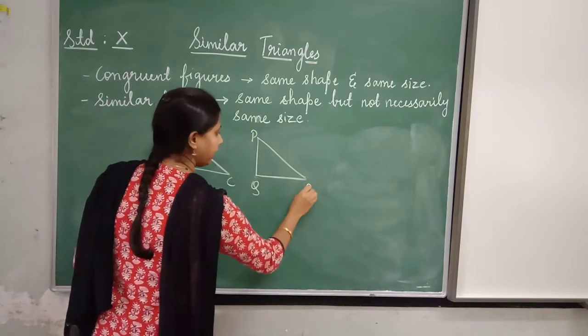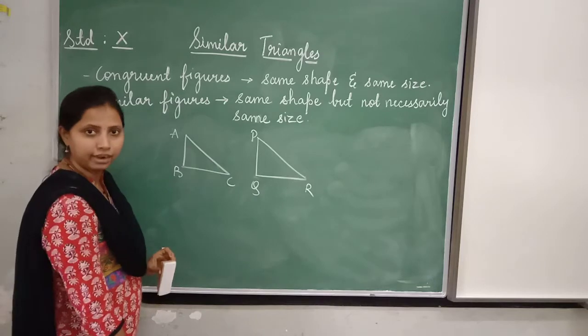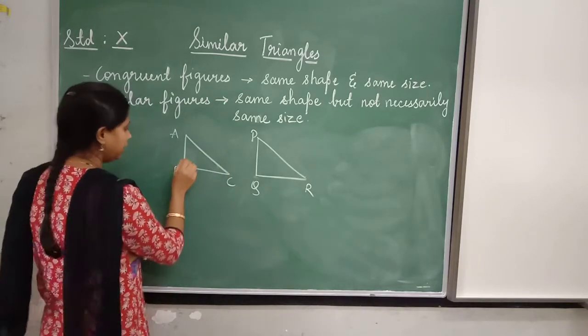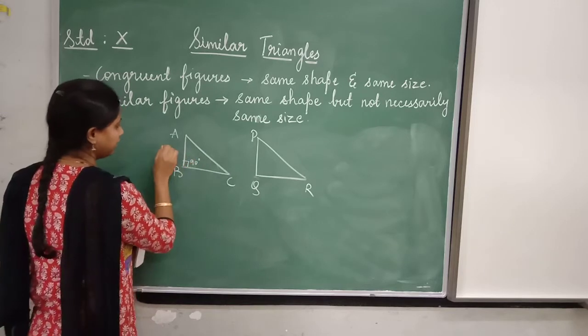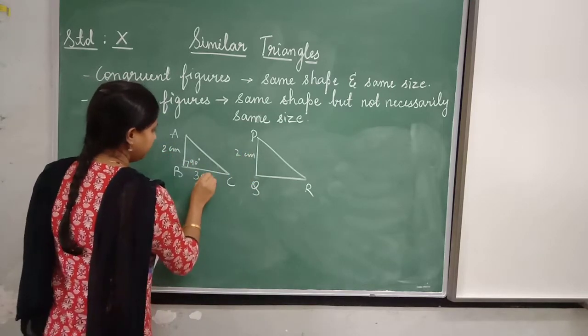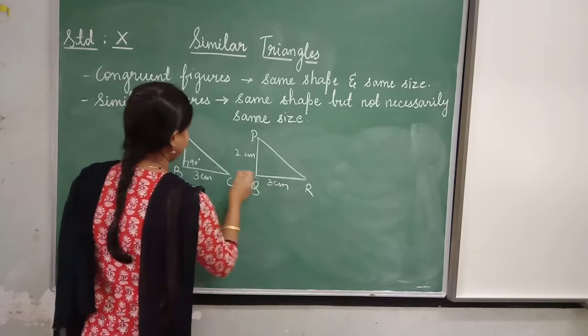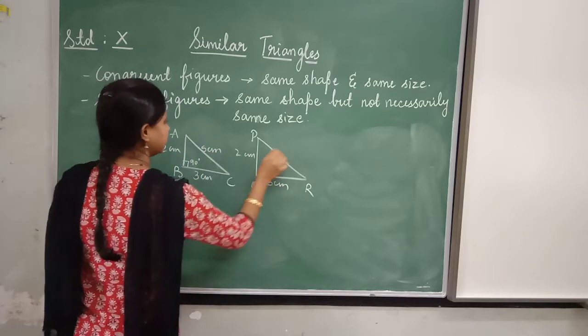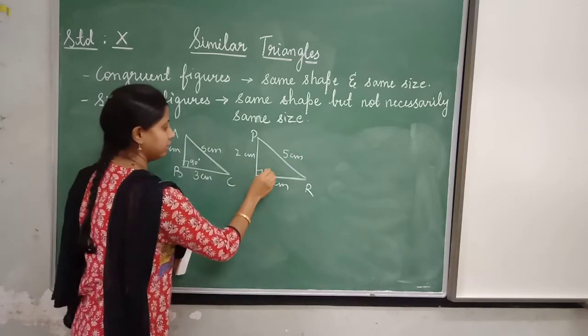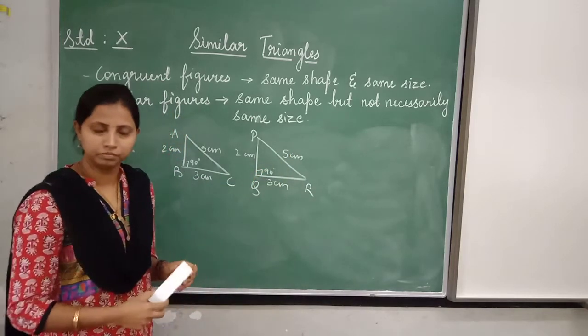PQR. What is the meaning of congruent triangles? Congruent triangles means their shape and size both will be equal. 90 degrees, 2 centimeters, 2 centimeters, 3 centimeters and 5 centimeters. Okay, for example, these are two congruent triangles.